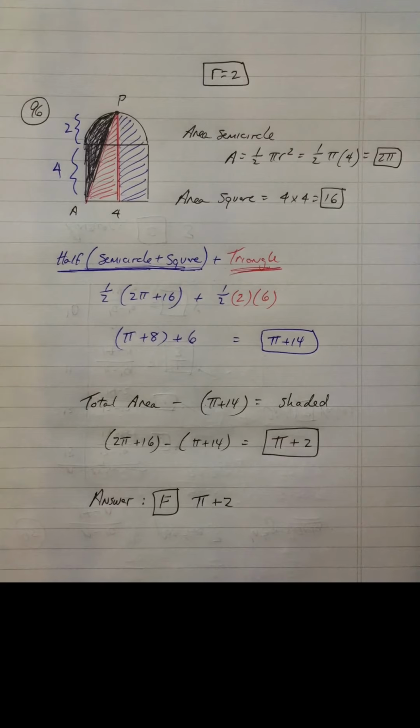Taking the total area of the shape and subtracting this blue and red area will give us the black shaded area. So the total area, 2 pi plus 16 minus pi plus 14, gives us the shaded area of pi plus 2. The correct answer is F, pi plus 2.